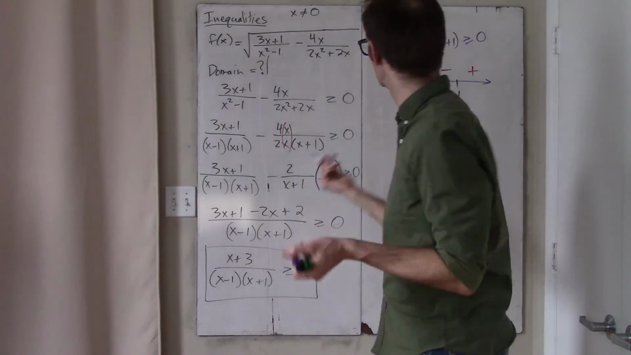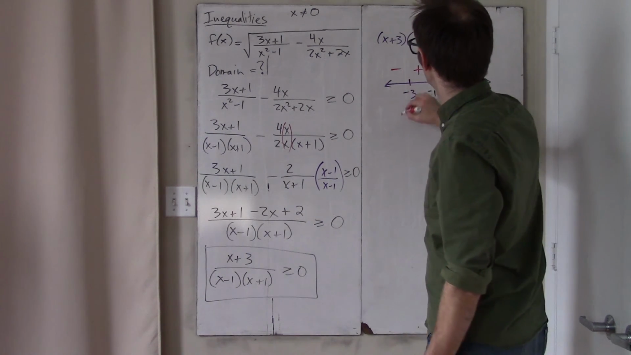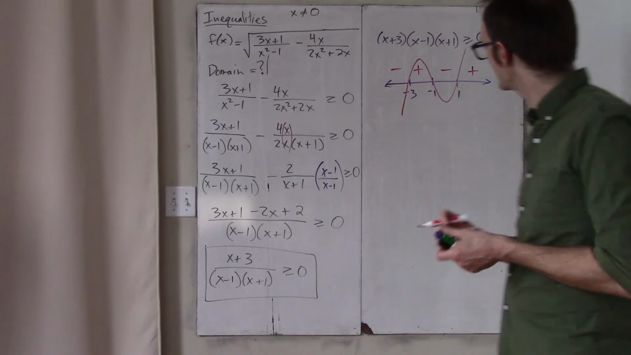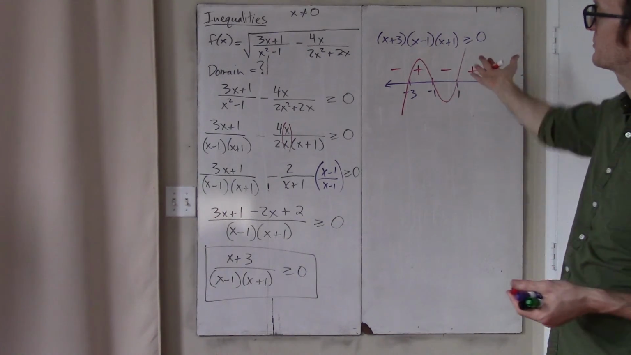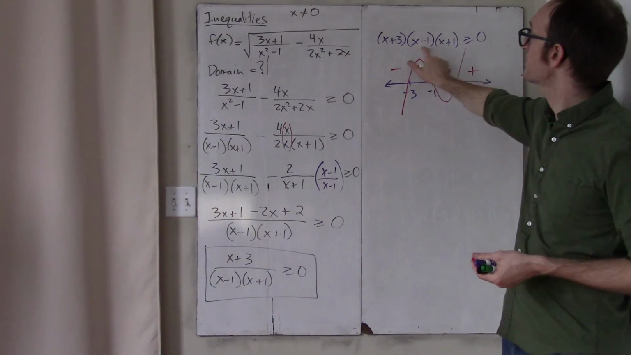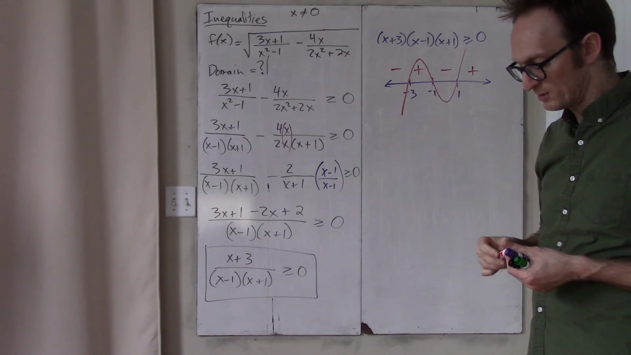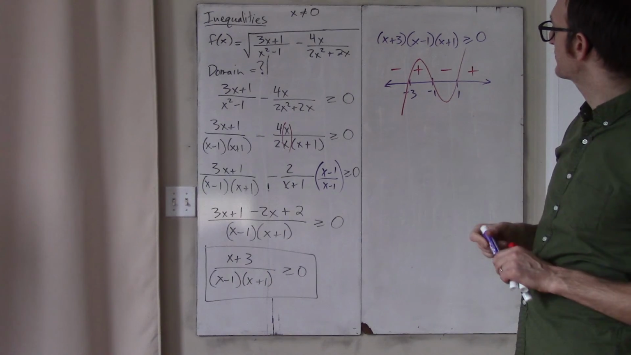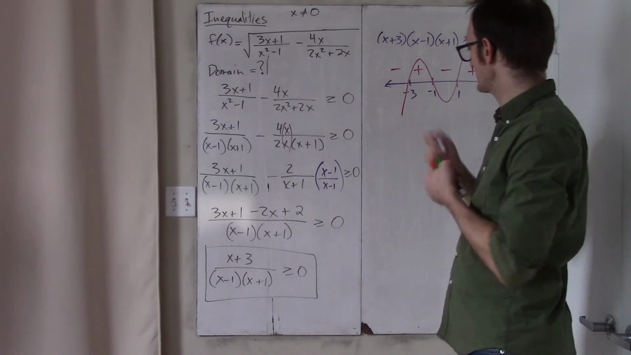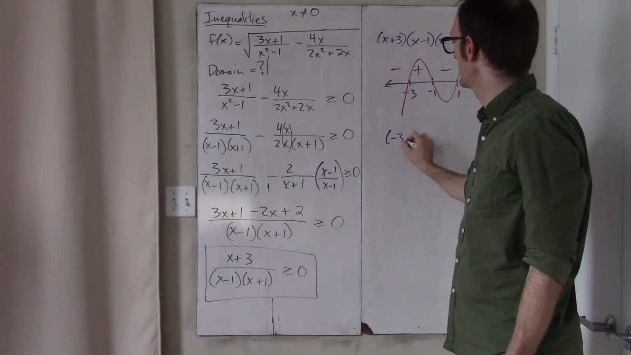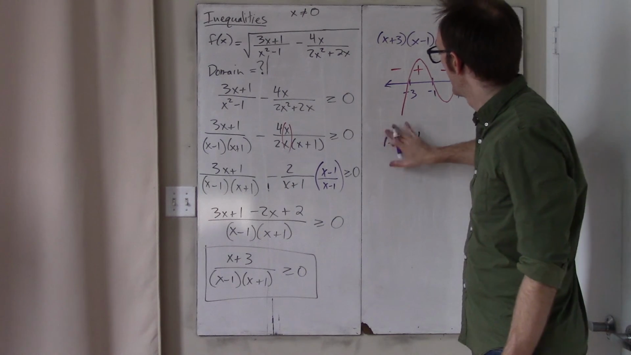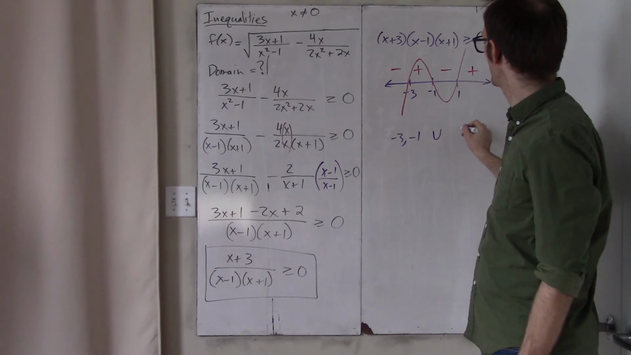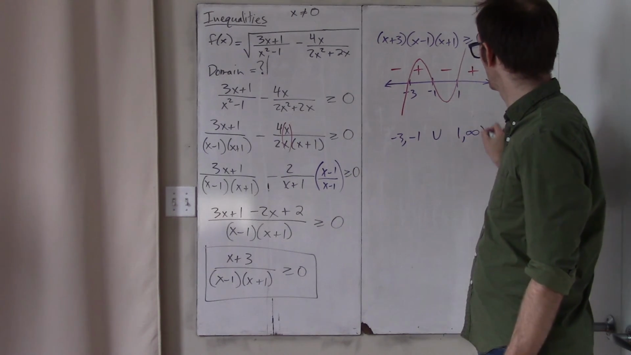If you prefer, some people like to draw in the polynomial. I don't do that, but some people like to. But this is just what cubics do with respect to their locally linear single roots. And therefore, the answer to this problem, when is this positive, is going to be everything between negative 3 and negative 1, and everything from 1 to infinity.